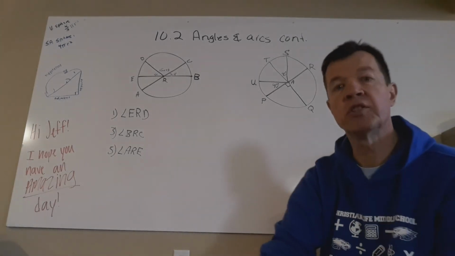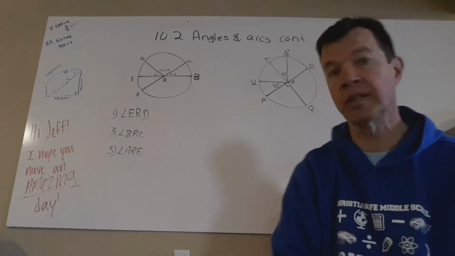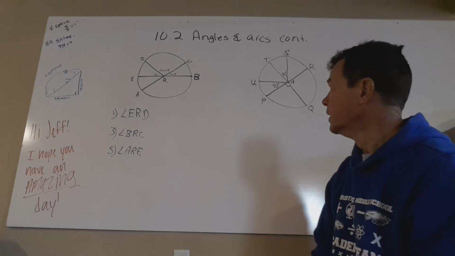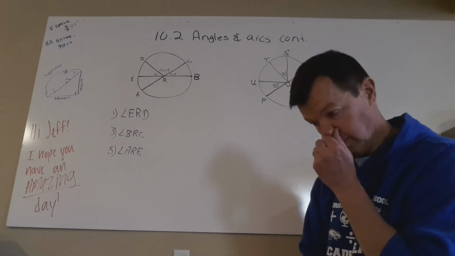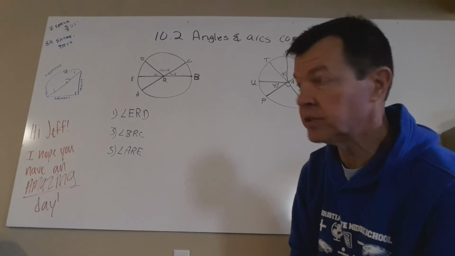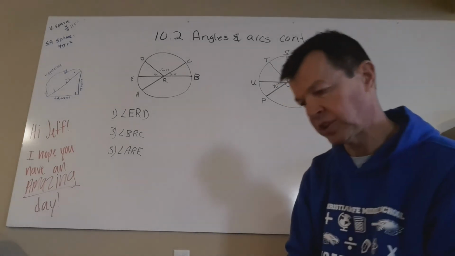Okay, continuing with chapter 10, section 2, angles and arcs. This worksheet, we're continuing this, but anyway, this worksheet has 3 parts to it. I'm going to go over a couple problems in each of these sections.